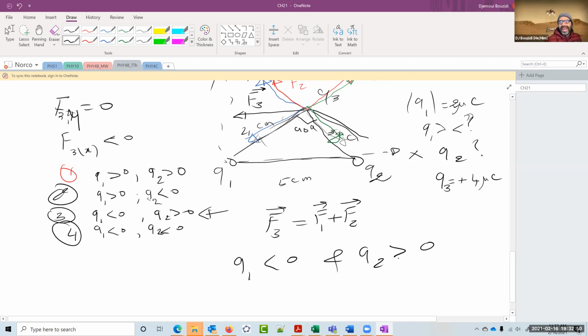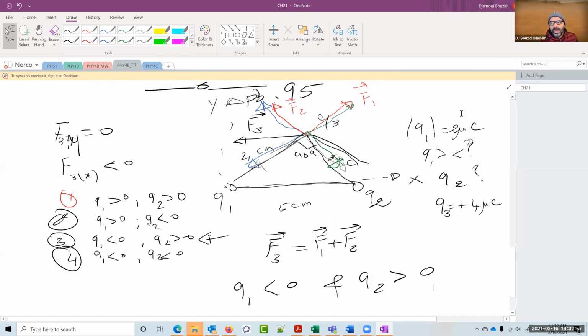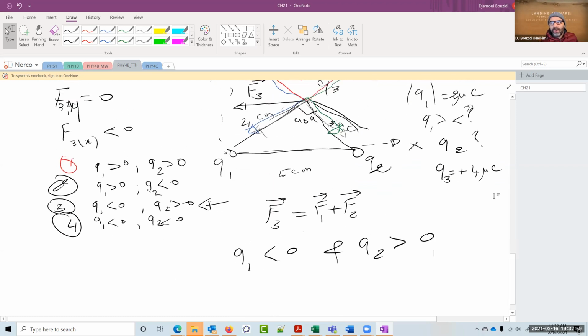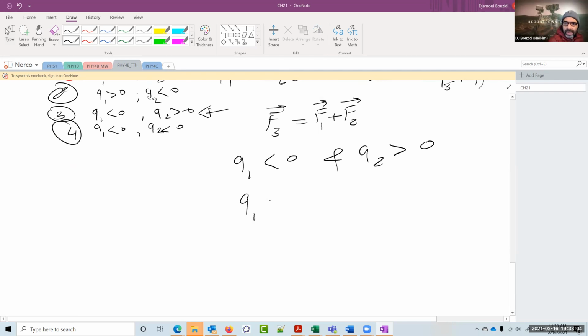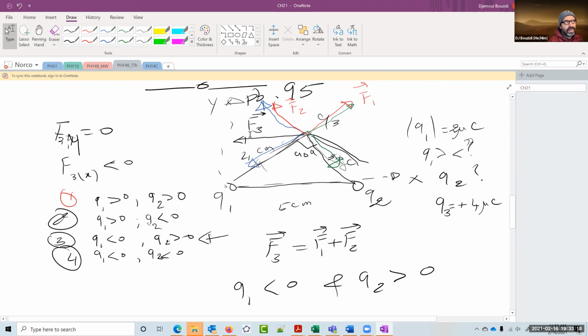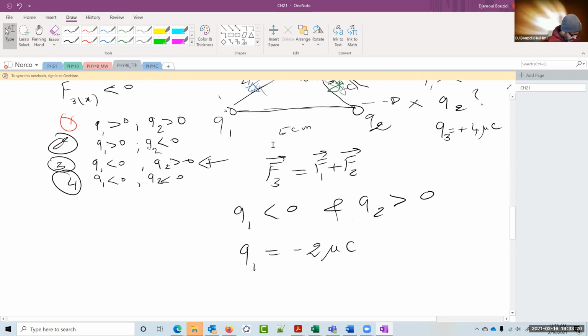So we have answered something here. We know that Q1 is equal to 2 microcoulombs, and not only that, we know that Q1 is actually equal to negative 2 microcoulombs. We still don't know the value of Q2, but whatever it is, it's positive. Do you guys see that? It has to be, for the force to be pointing in this direction. So we answered question B. Question C.